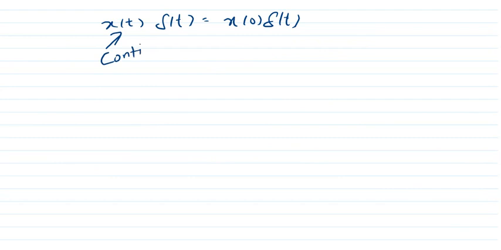Then we have x t multiplied by del t is x 0 multiplied by del t. Okay, so what is that property? This property tells you that this is a continuous time signal. So basically this is the sampling property. You are doing sampling.